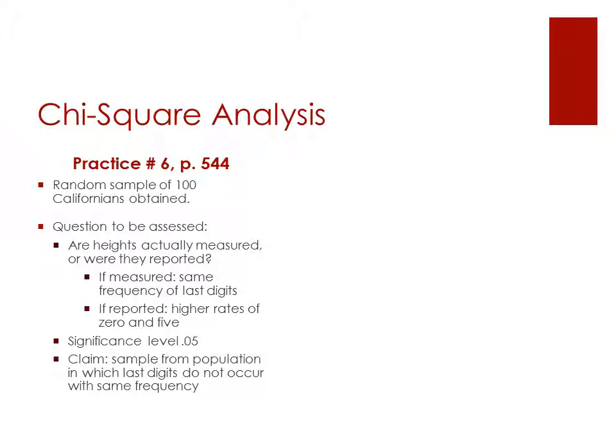So here we're going to be using a significance level of 0.05, and we're going to be testing the claim that this sample is from a population in which the last digits do not occur with the same frequency. So that's the challenge we're going to be looking at. That would mean that they were reported, not measured, and that is not what I want for my analyses. I want measured data.